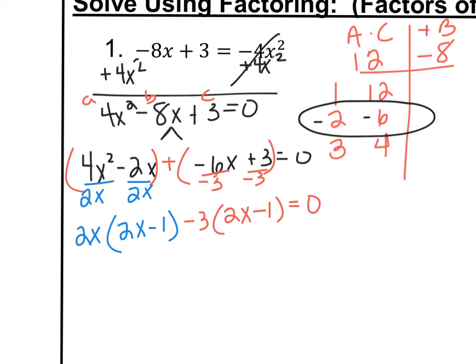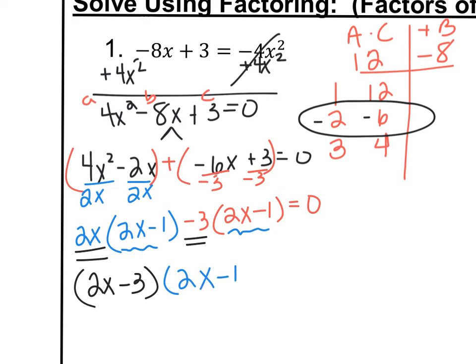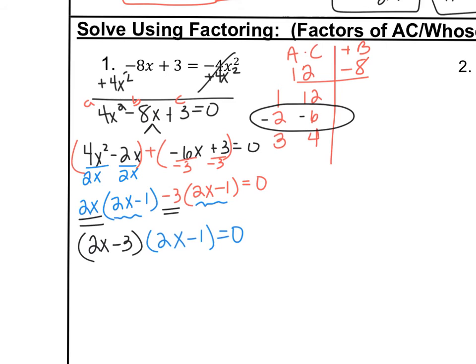If my parentheses are the same, then I know that this question was factorable, and I know that I've done everything correctly so far. If my parentheses are the same, then I group my coefficients into one parentheses, and the common binomial that they had the same, that's in my other parentheses. Once I have my factors, I set each of them equal to 0.